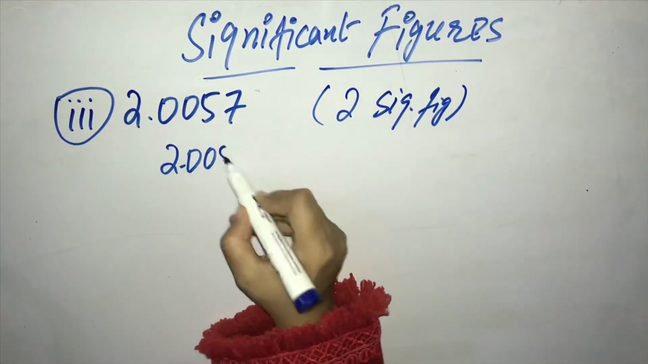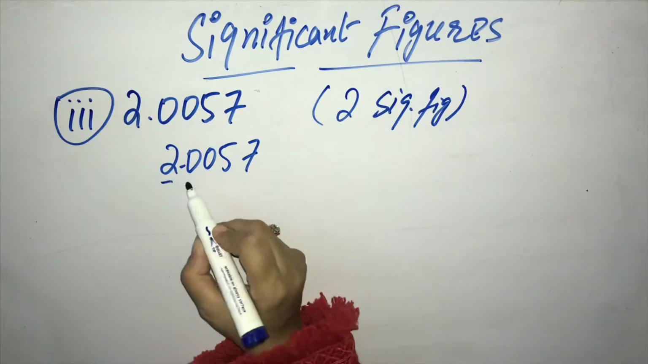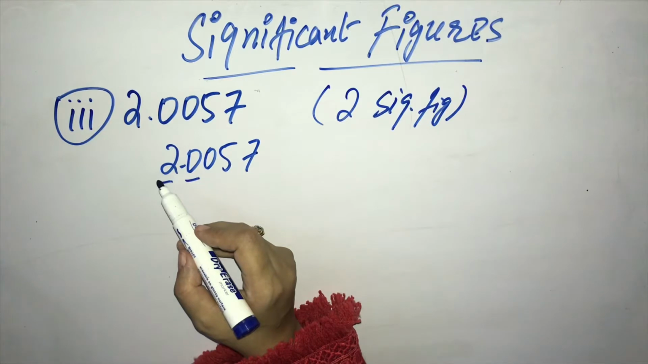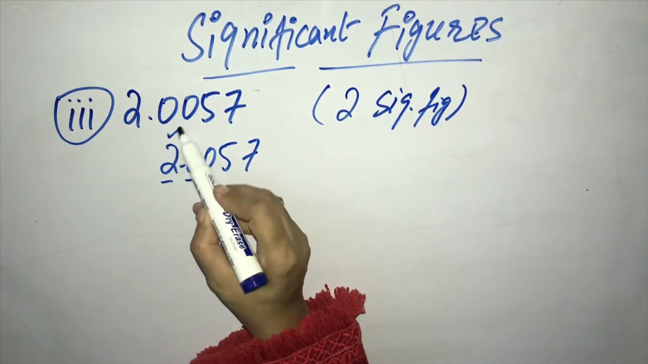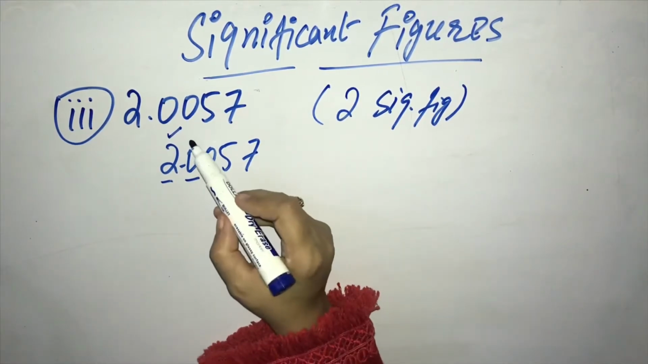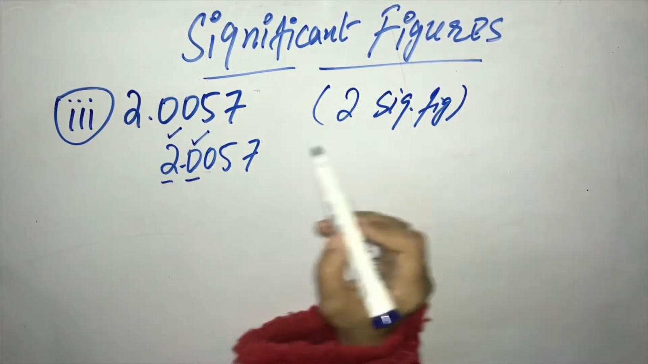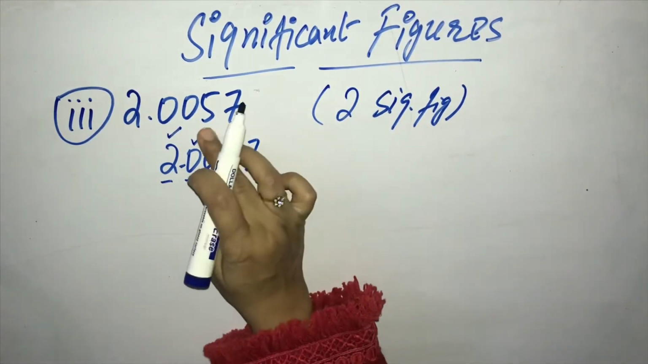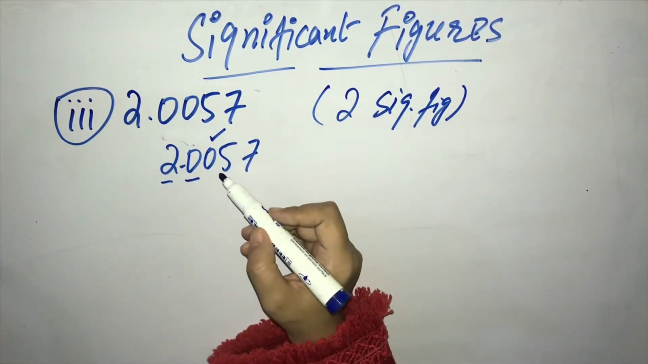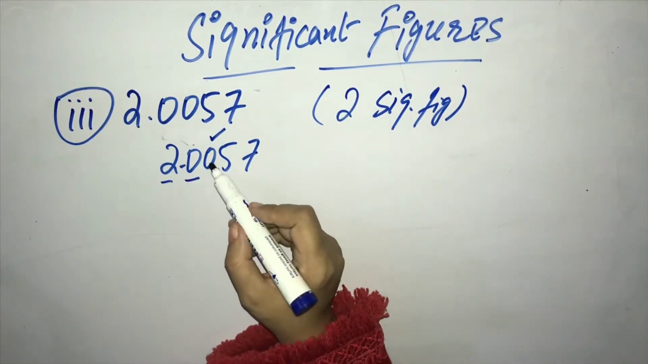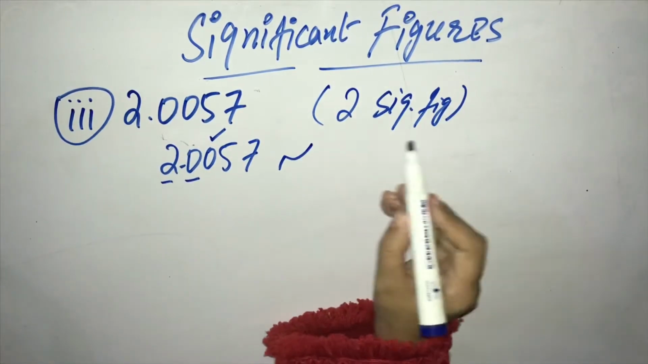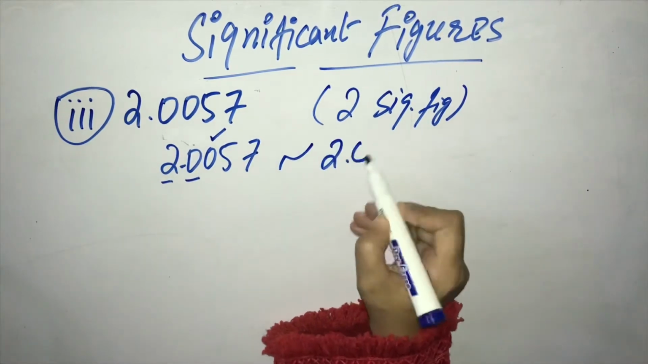I shall select the first two significant figures. As 2 is non-zero, this is my first significant figure. As this zero is sandwiched, it is significant. So these two numbers, 2.0, are my two significant figures. Now I have to check the third one, which is 0. As 0 is definitely less than 5, I shall drop it, and along with this I have to drop 5 and 7. My answer correct to two significant figures is 2.0.